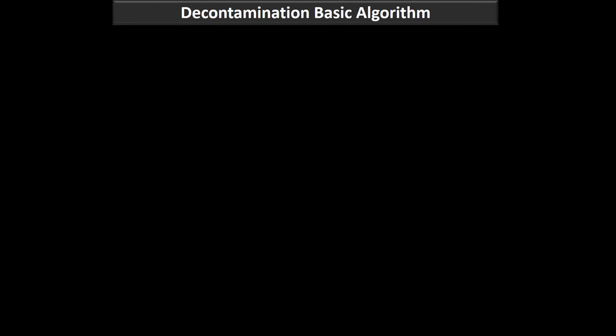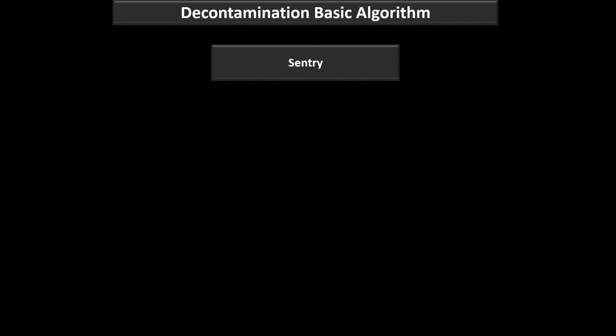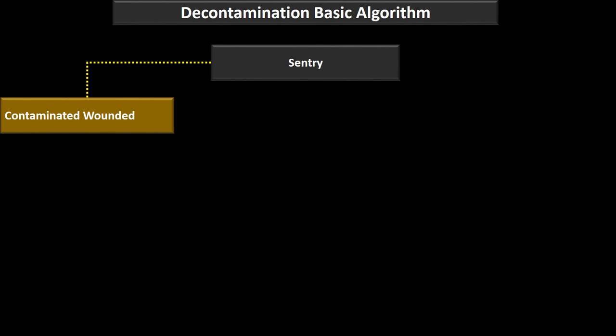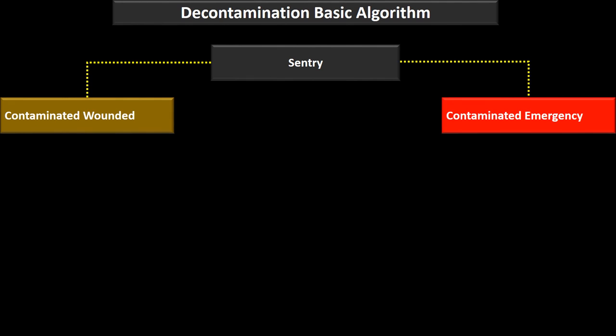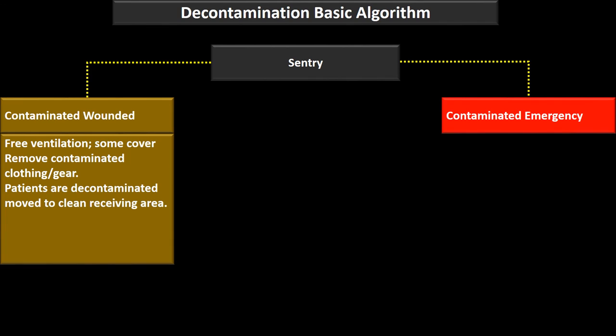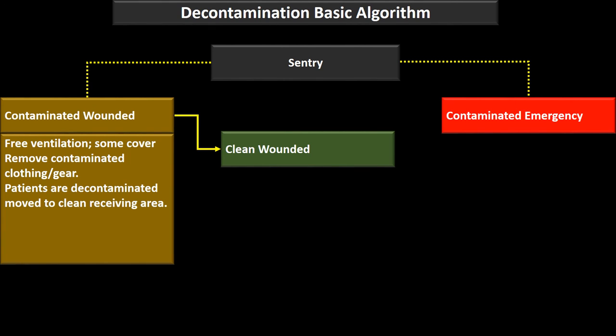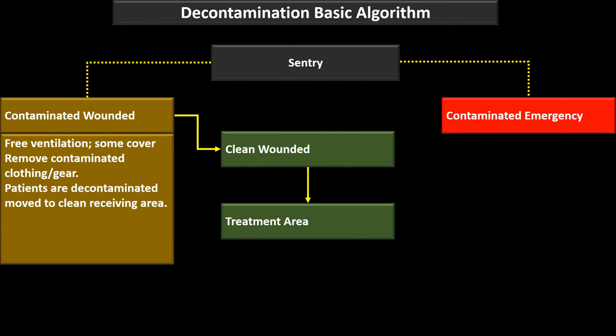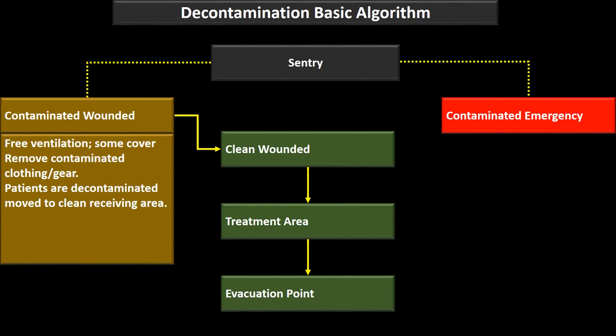In the event of a chemical attack, ideally, you would set up decontamination this way. We would categorize our patients into the contaminated wounded and then our contaminated emergencies. Our contaminated wounded, they need to be in an area that's got free ventilation and some cover. We want to remove the contaminated clothing and gear. Patients are decontaminated and moved to clean receiving areas. So we're going to move them to the clean wounded. From there, they'll go to the treatment area. And from there, they'd be evacuated.